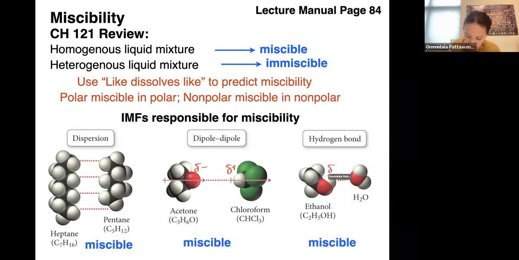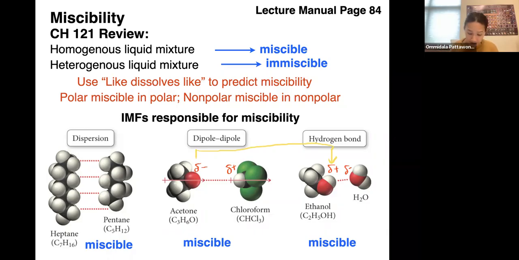It comes from the partial positive charge of the hydrogen in the alcohol and the partial negative charge of the oxygen from water. So if you have one that can form hydrogen bonding and the other can form dipole-dipole, you can still have those interactions and they are still going to be able to mix, right? For example, the partial negative charge of acetone can interact with the partial positive charge of hydrogen in ethanol, so ethanol and acetone are able to mix as well.